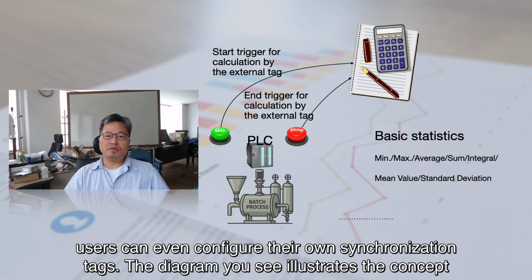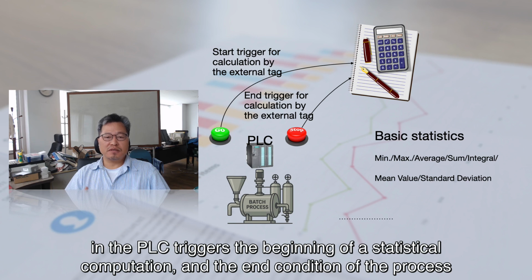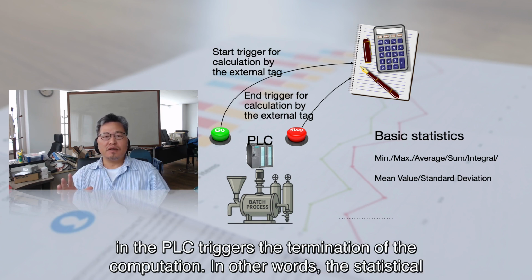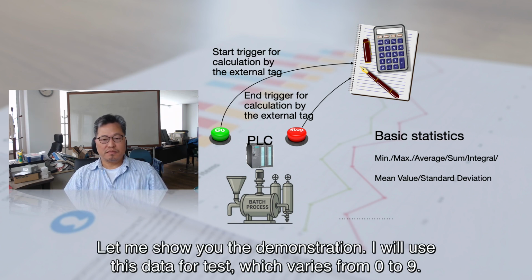The diagram you see illustrates the concept of statistical computation synchronized with external tags. The start condition of a process in the PLC triggers the beginning of a statistical computation, and the end condition of the process in the PLC triggers the termination of the computation. In other words, the statistical analysis is performed in real time, synchronized with signals from the field.